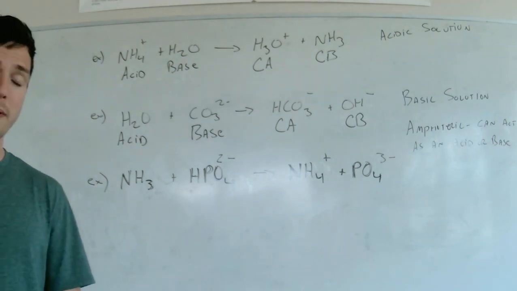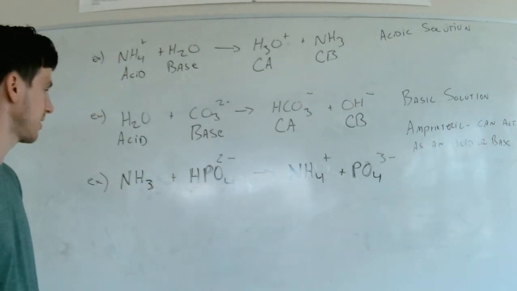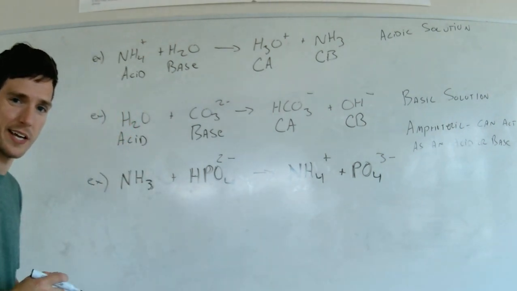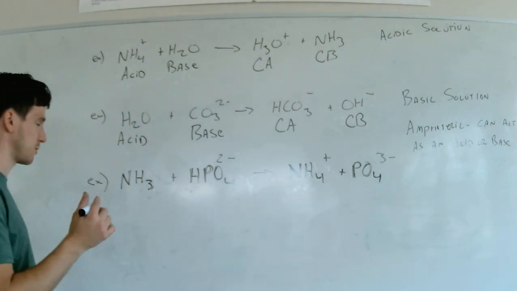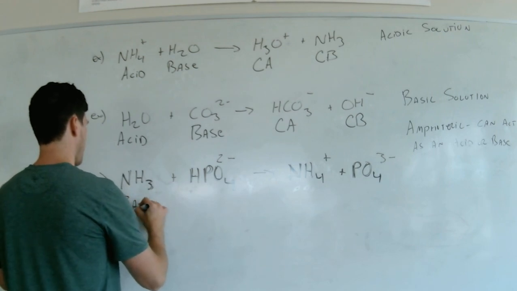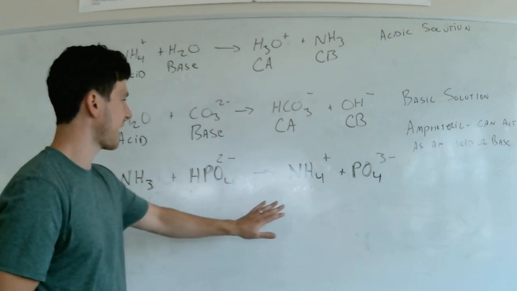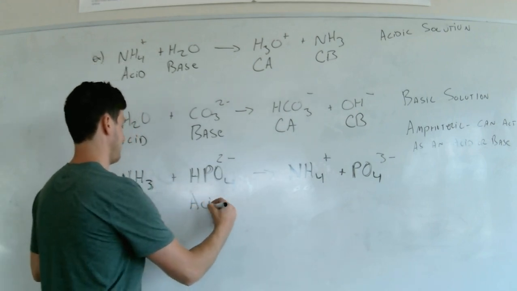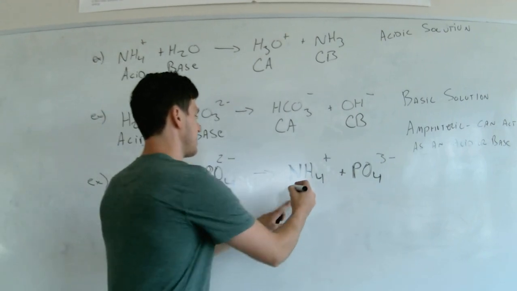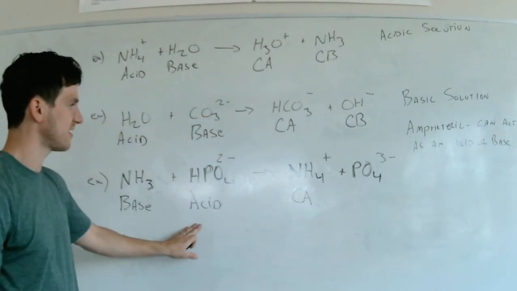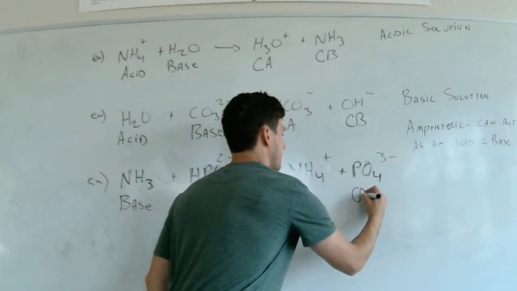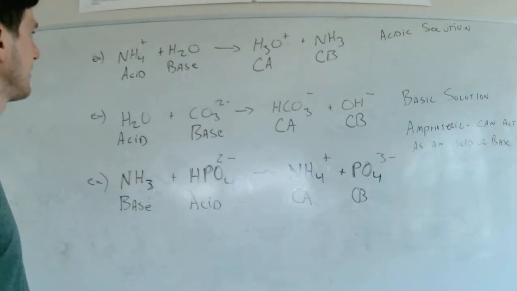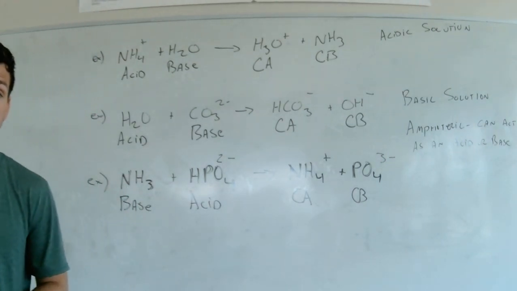Okay, so remember, acid donates an H+. NH3 went to NH4+, so that didn't donate an H+, it accepted one. So this is our base. And HPO4 became PO4 3-, so that means that this is our acid. Base becomes the conjugate acid, and the acid becomes the conjugate base. Right? So that is the Bronsted-Lowry definition of acids.